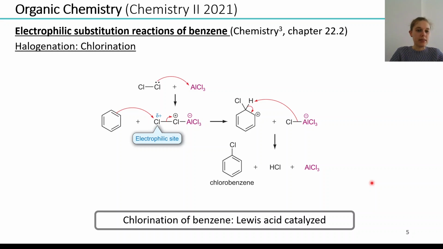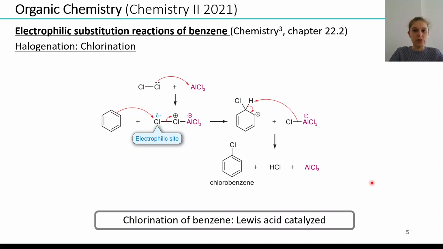So now we had the bromination and the chlorination, which are Lewis acid catalyzed electrophilic substitution reactions, and now you might think we could do the same reaction mechanism with other halogens, but this is not the case. So for the fluorination, we have the problem that fluorine reacts extremely rapidly, and it is very difficult to control the number of fluorine atoms which are introduced.